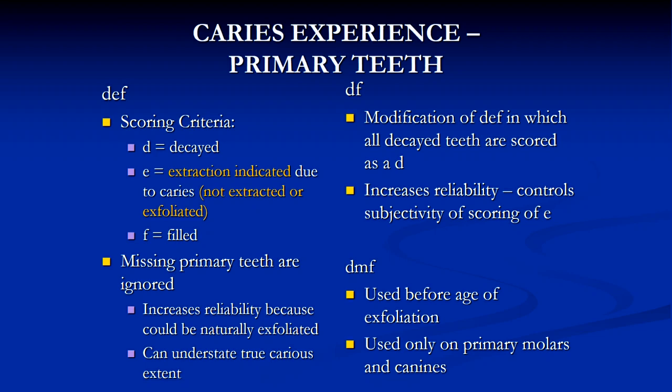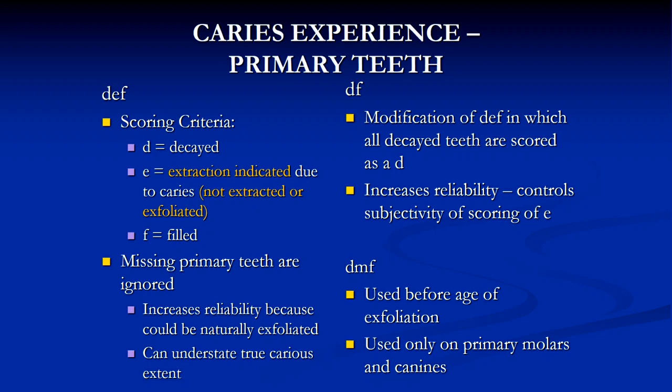So if we include missing primary teeth, then we're really kind of skewing the data with the DEF because it can really understate the true carious extent within that population. The DF is a modification of the DEF, but basically it's just kind of eliminating that E category.